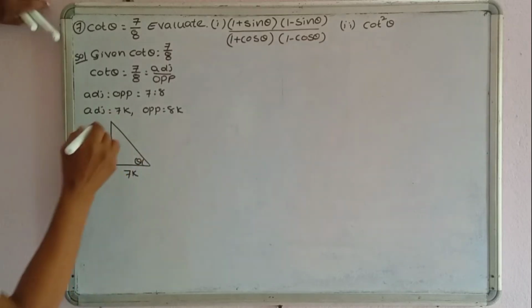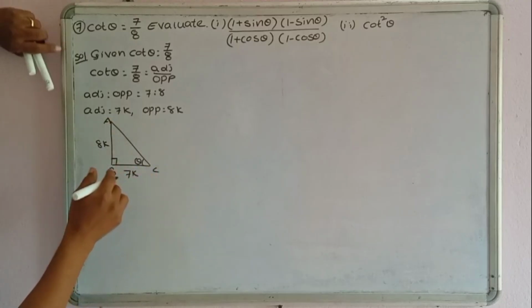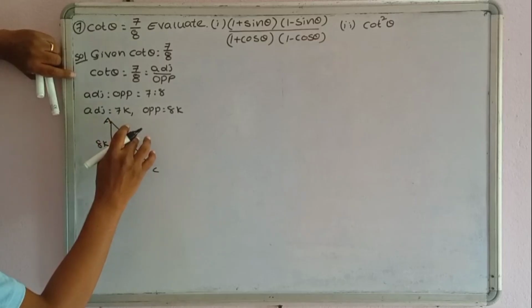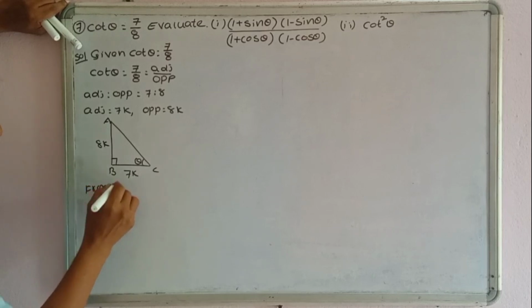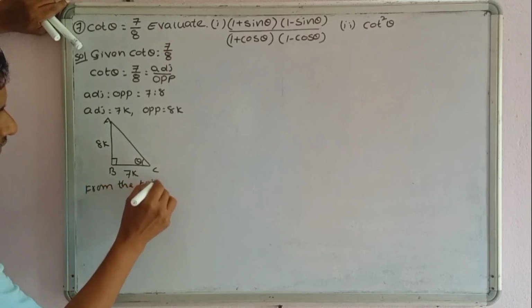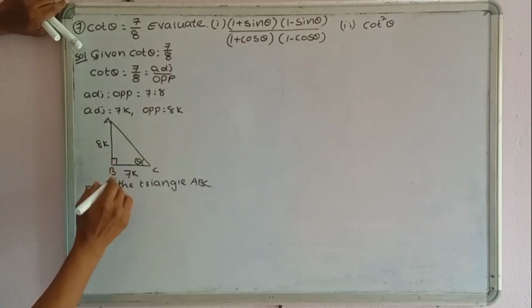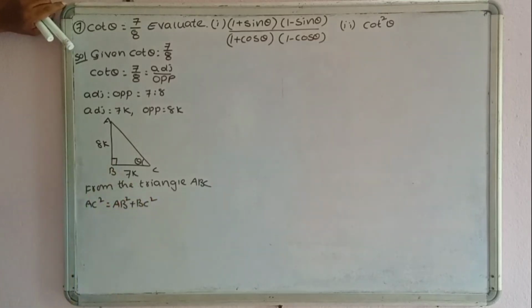Okay, say it is ABC, so angle B is the right angle. So first, using this data and the Pythagoras theorem, first find the value of AC. Okay, from the triangle ABC, AC square equals AB square plus BC square. This is the Pythagoras theorem statement. Hypotenuse square equals side square plus side square.